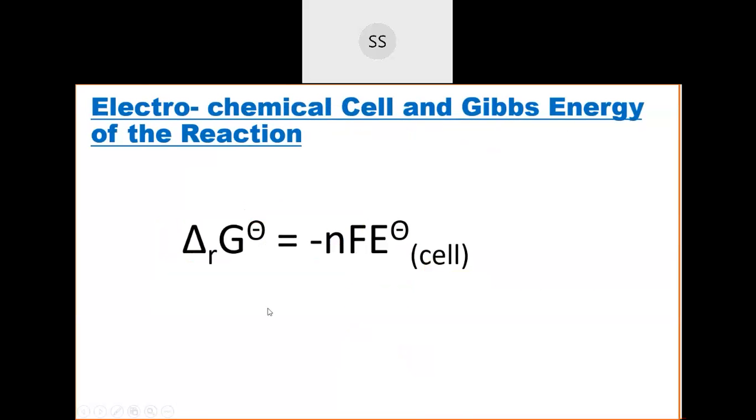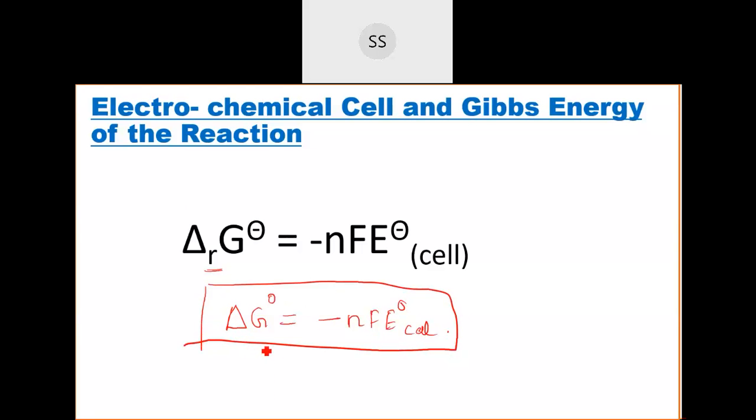Okay, next one is the Gibbs energy equation, electrochemical cell, E naught cell and Gibbs energy relationship, that is delta G naught is equal to, this R is for reaction, this you can ignore. You can directly write delta G naught is equal to minus nFE naught cell. This is the equation for Gibbs energy change and the standard electrode potential. So this relationship you can remember.